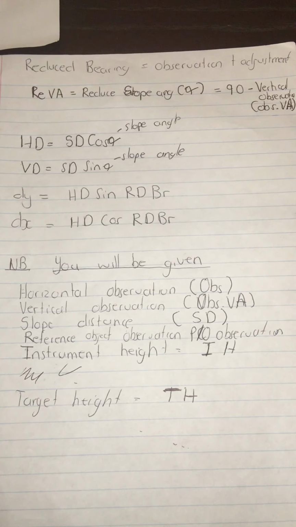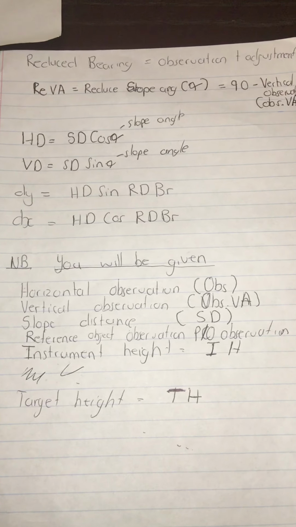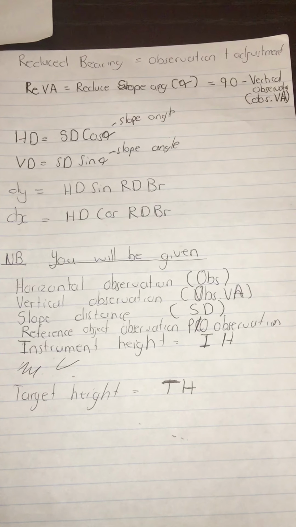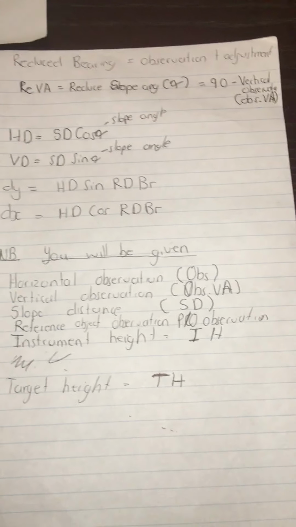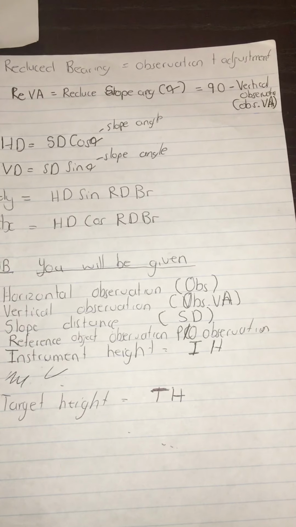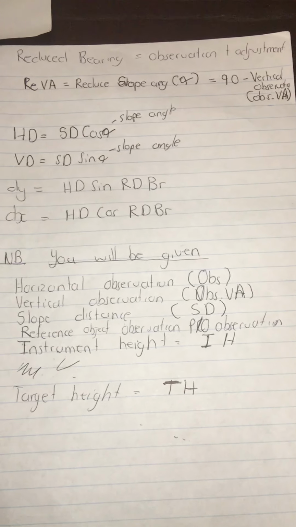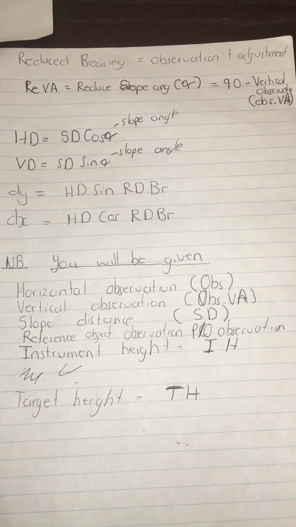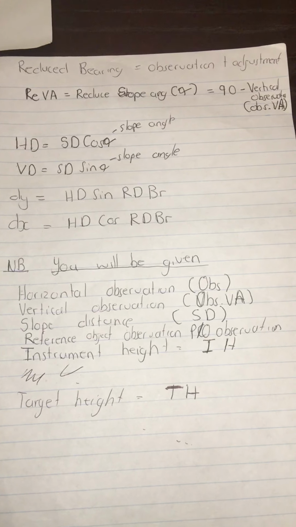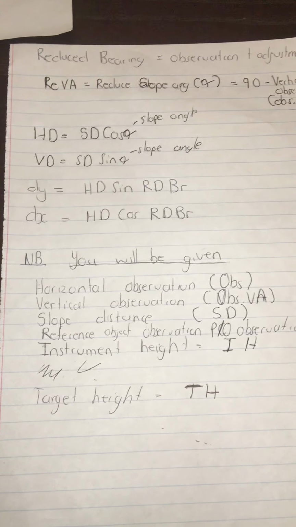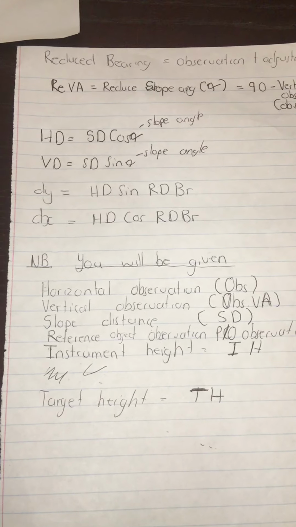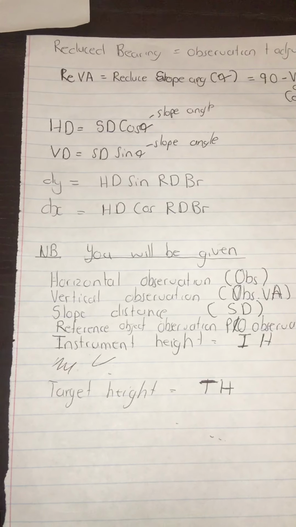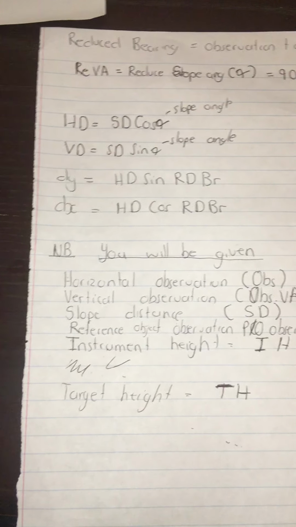As shown here are the equations that you'll actually use when you're busy doing tacheometry calculations. As you can see, you have your equation for reduced bearing here, which is observation plus your adjustment. And you have your reduced slope angle, which is always 90 minus the vertical observation. You know that when you have to calculate your HD, you need your slope distance, which is your SD, and your slope angle. Those are the equations there.